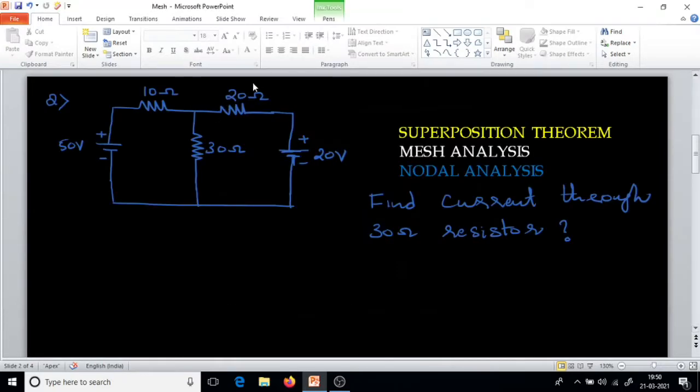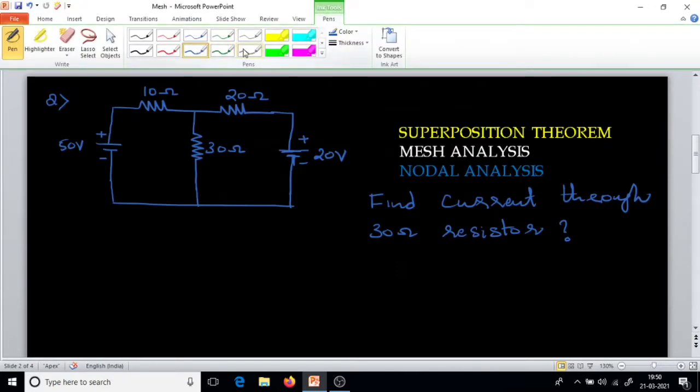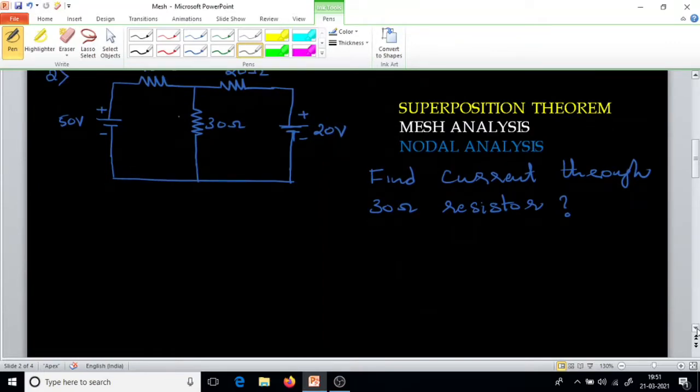So this is the given problem. We have to find the current that is flowing through this 30 ohm resistor. That is what the question is. First we will use the superposition theorem, then we will use the mesh analysis and nodal analysis. So let's start.